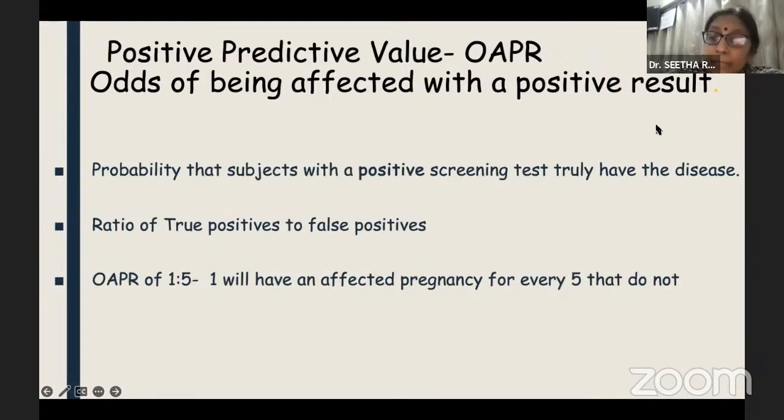So what are the odds? That means if my test comes positive because of a particular biomarker or test, what is the chance that my baby will be affected? So an OAPR of 1:5 means that 1 out of every 5 that screen positive for that particular test will have an affected pregnancy. Normally when the biochemical risk comes back as 1 in 250, we say that out of 250 women, 1 will have the disease and 249 will not. That's not the case. It is usually for that particular screening test, what is your OAPR, and that is what you need to counsel them accordingly.